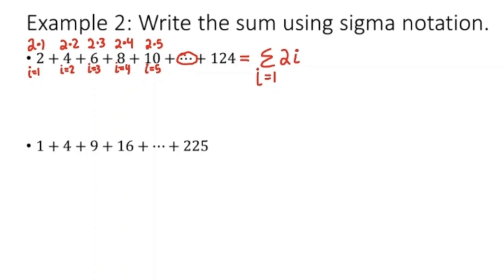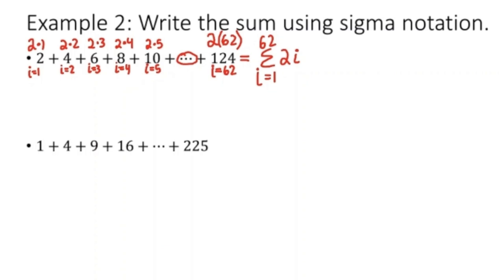How do we obtain 124? If our pattern continues, we would multiply something by 2 to obtain 124, and that something would be 62. So 124 from our pattern would correspond to when i equals 62. And since that is the last term, our upper bound for the summation would be 62. So our sum would equal the sum from i equals 1 to 62 of 2i.